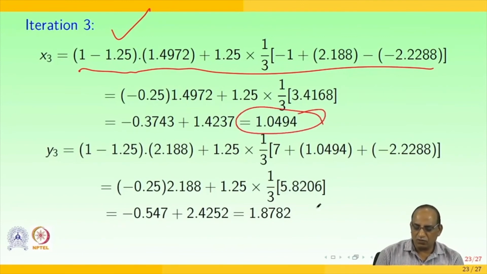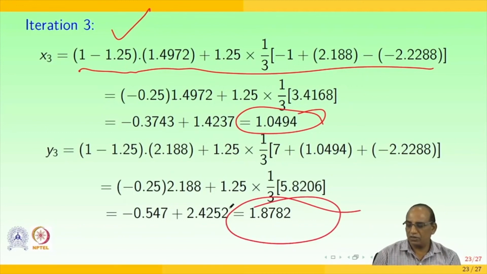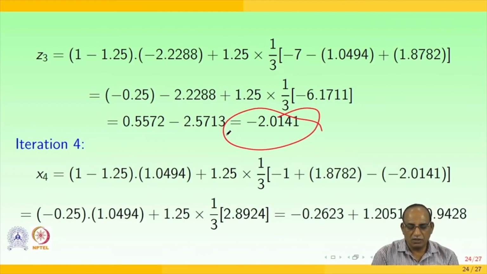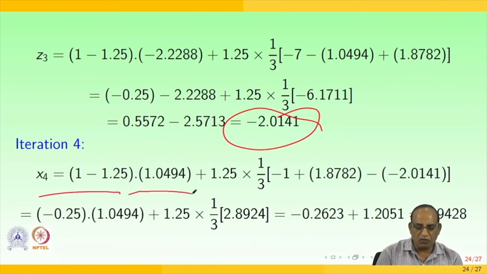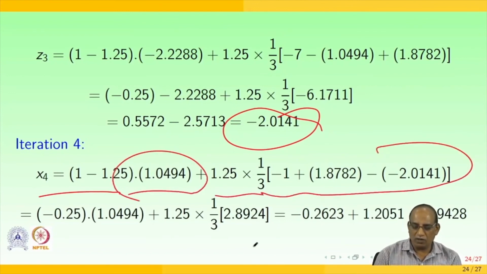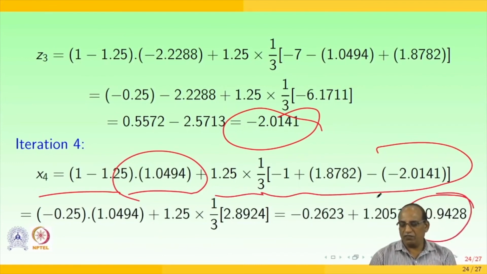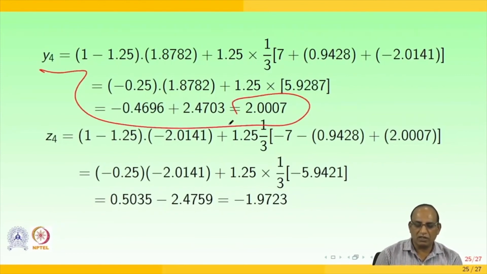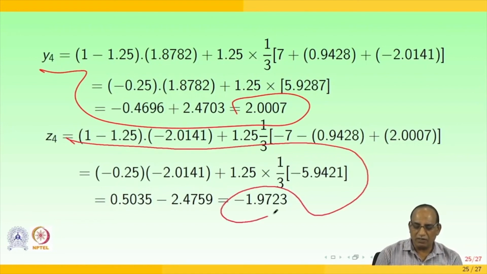Similarly y3 will be done in this process, and similarly z3 will also be done in this process. So in iteration 4, x4 is equal to 1 minus 1.25 into this thing plus 1.25 into this thing. Ultimately you end up with a value 0.9428 in iteration 4. So y4 will become a value like this, and similarly z4 will become a value like this. So after 4 iterations you will have x4, y4, and z4.